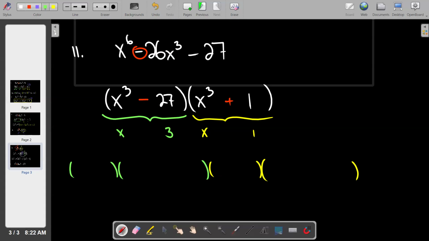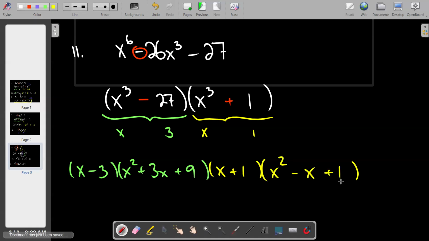So our little green set is going to be A minus B times A squared plus AB plus B squared. And our little yellow set's going to be A plus B times A squared minus AB plus B squared, like that.